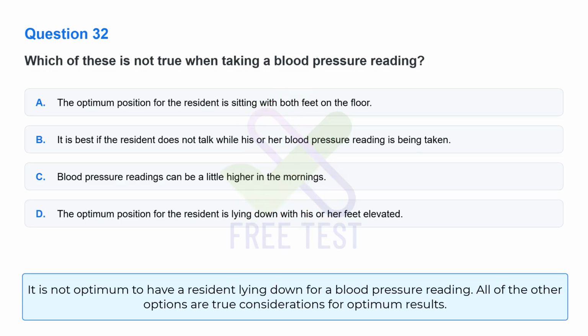The correct answer is D. The optimum position for the resident is lying down with his or her feet elevated. It is not optimum to have a resident lying down for a blood pressure reading. All of the other options are true considerations for optimum results.